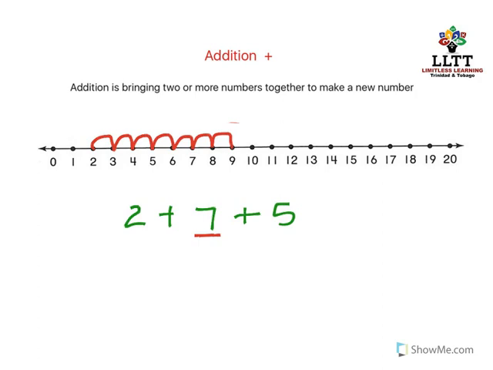And then when I get to 9, I still have to add a further 5. So I'm going to move 5 to the right from 9. So that's 1, 2, 3, 4, 5. And I end up at 14. So 2 plus 7 plus 5 is going to be 14.